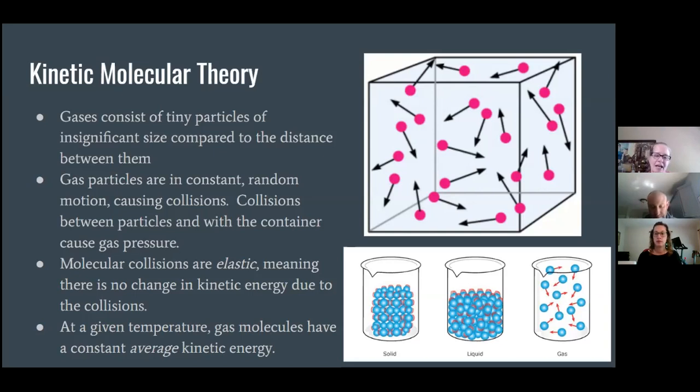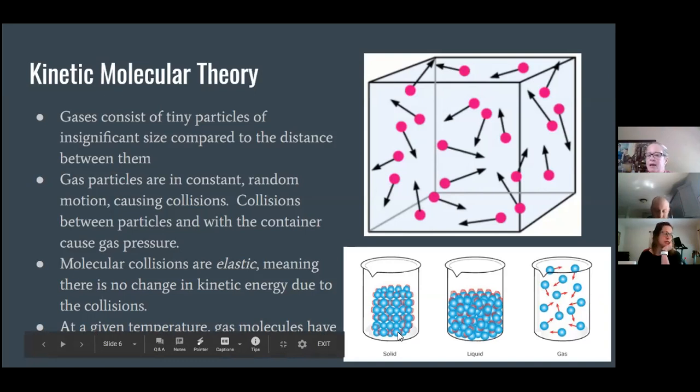And at a given temperature, gas molecules have a constant average energy. And that's really what temperature is. It measures the average kinetic energy of particles.